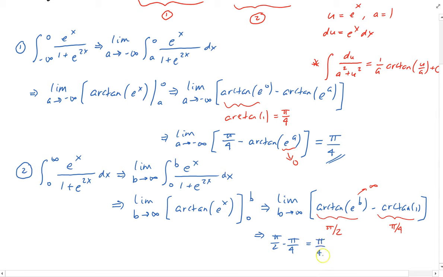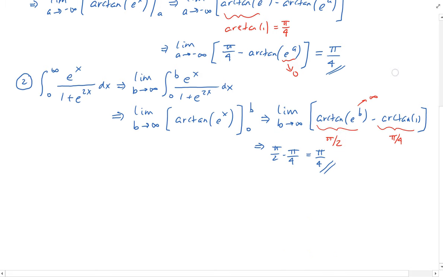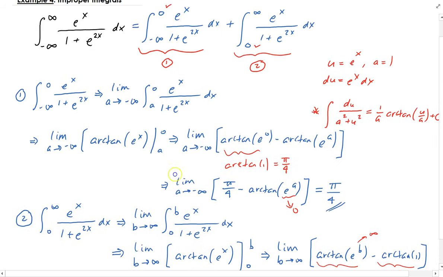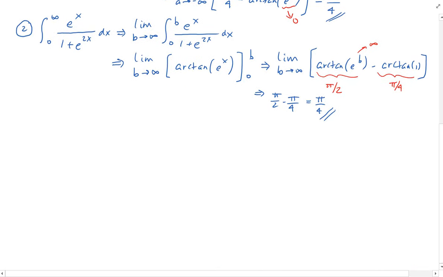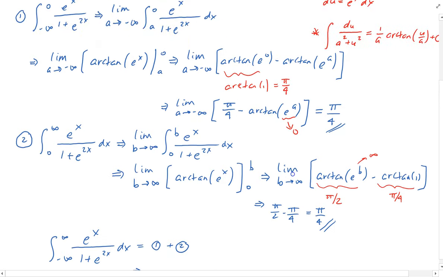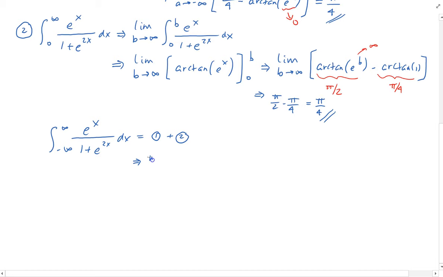Now taking this result and adding it to the first, we get our answer. The integral from minus infinity to infinity of e to the x divided by 1 plus e to the 2x is going to be: for the first one, we got pi over 4, and the second result was pi over 4. So therefore, we get pi over 2. And that is the solution for our integral.